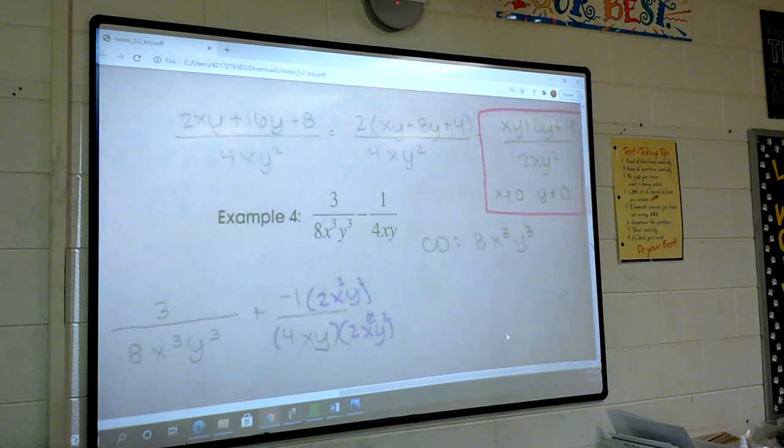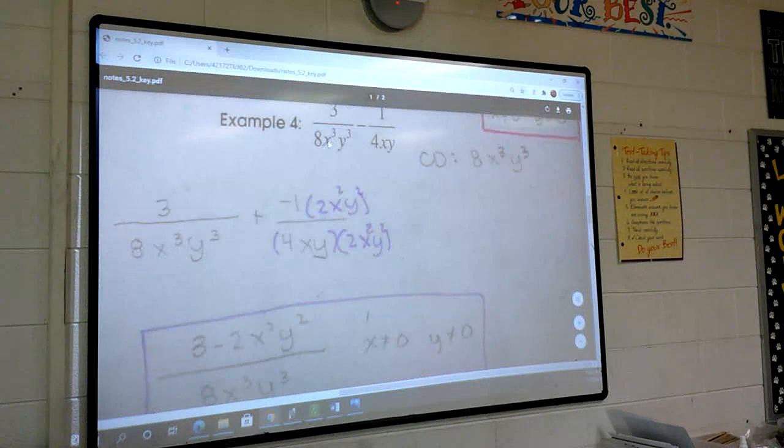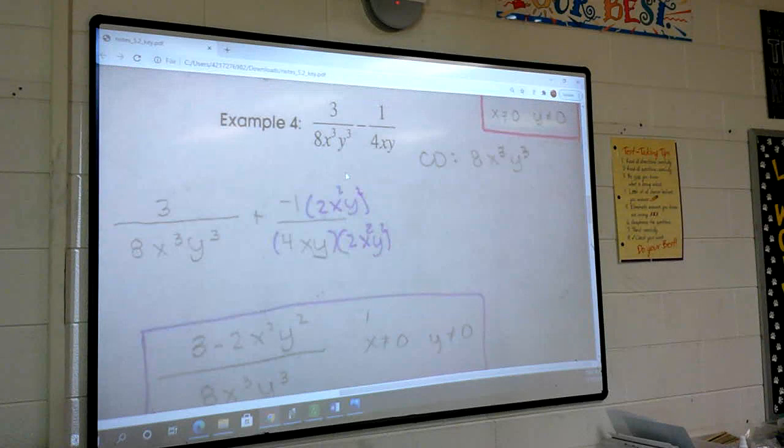Example 4 says 3, 8x to the third. So you have 8x to the third, y to the third on the bottom. And the other one only has a 4 and only has one x and one y. So x to the third and y to the third are the biggest x's and y's. So that's in your least common denominator. And then 4 and 8 will both go to 8. So that's good. So 8x to the third, y to the third can be my least common denominator.